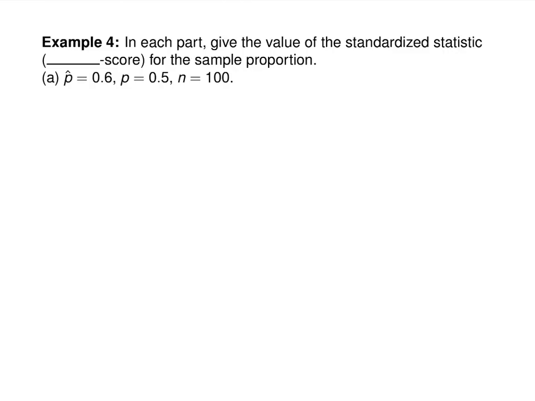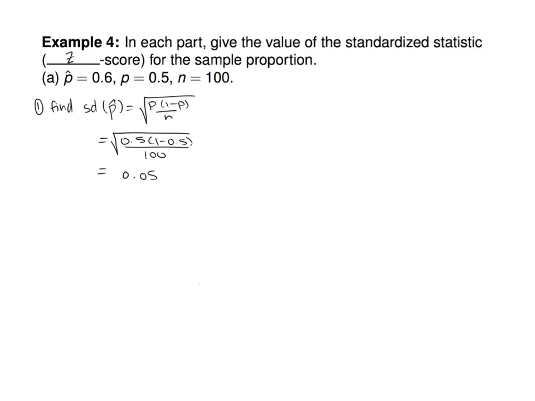Alright, in each part, give the value of the standardized statistic or the Z-score for the sample proportion. So the first thing I'm going to suggest doing is find the standard deviation of P hat. So that is root P(1 minus P) over N. So 0.5 times (1 minus 0.5) over 100, which should come out to be exactly 0.05.